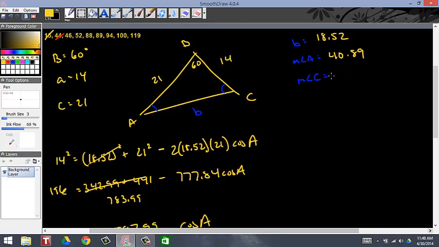Max. No. Round it to the decimals. Okay, so now we've got 40.89 plus 18.52 minus 180, 120.59. Okay? That's how you do a law of cosines problem right there.